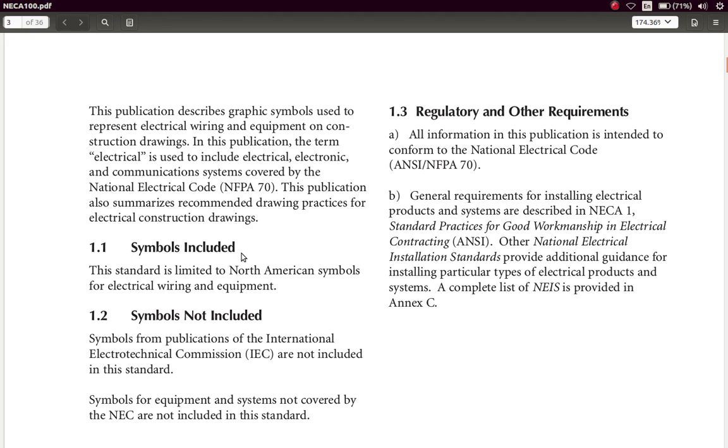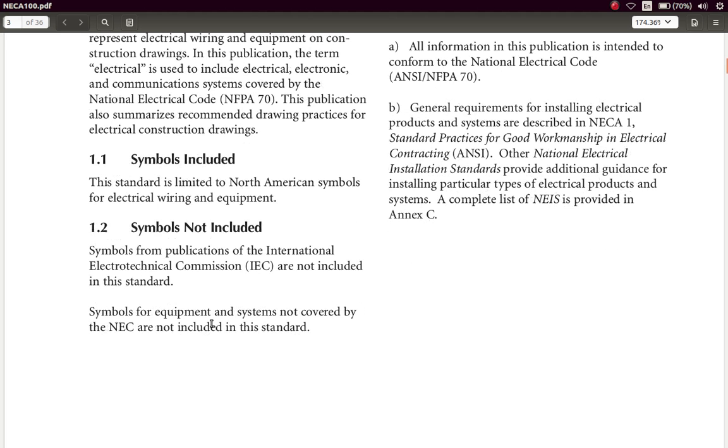Symbols included. This standard is limited to North American symbols for electrical wiring and equipment. Symbols not included. Symbols for publication of the International Electrotechnical Commission (IEC) are not included in this standard. Symbols for equipment and systems not covered by the NEC are not included in this standard.